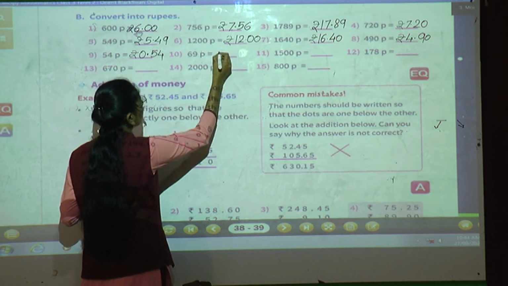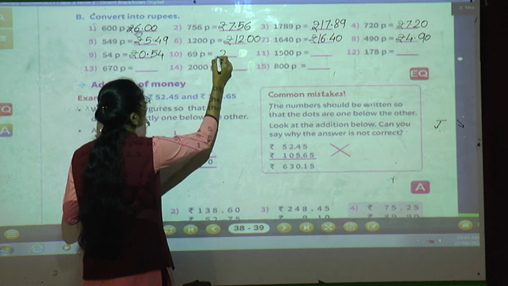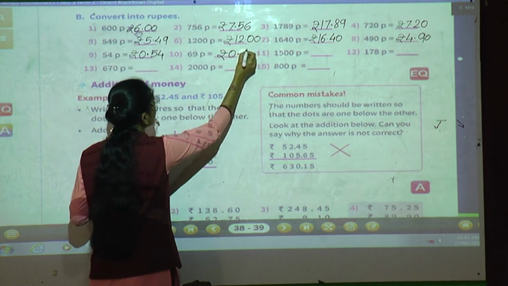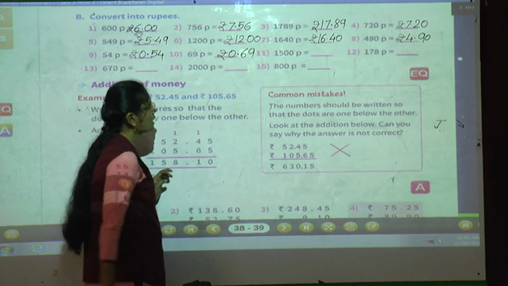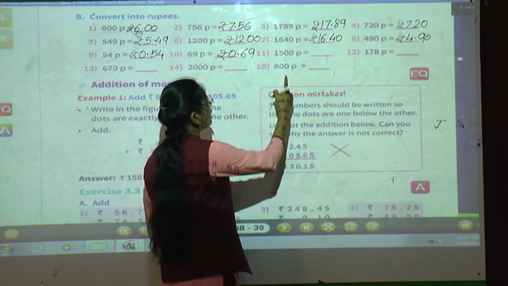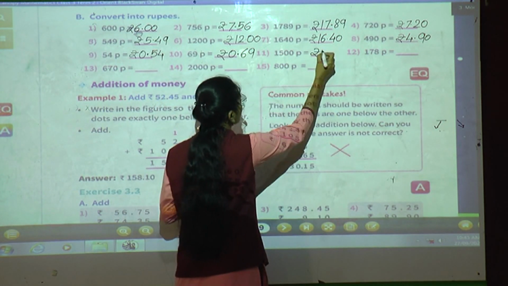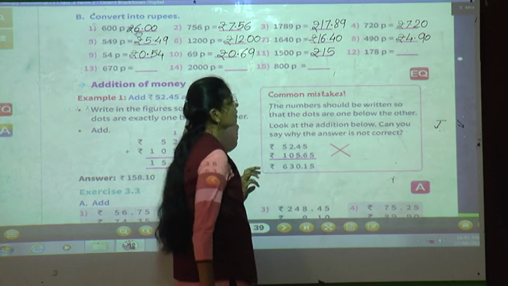Next, 69 paise. Again the same way, 69 is a 2-digit number. So before 6 we have to give a dot. So rupees 0.69. Next, 1500 paise. Now here 2 zeros are there. Just remove the 2 zeros. Rupees 15.